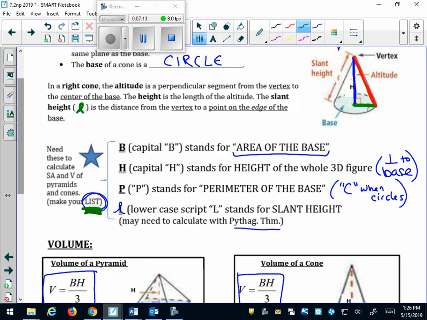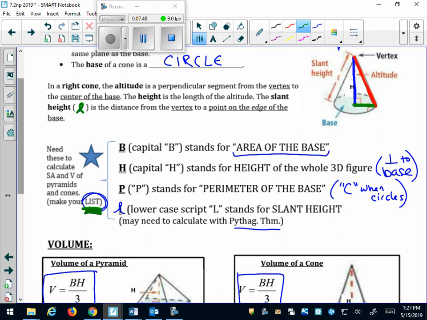Okay, H is the height of the prism. Now, I choose to make my height of the prism a capital H to distinguish it from the lowercase h's that are in your area formulas, right? Like triangle is 1/2 BH, right? This is a different H. This is the height of the entire prism, that thing that we said is perpendicular to the base. Okay, P stands for perimeter. P always stands for perimeter.